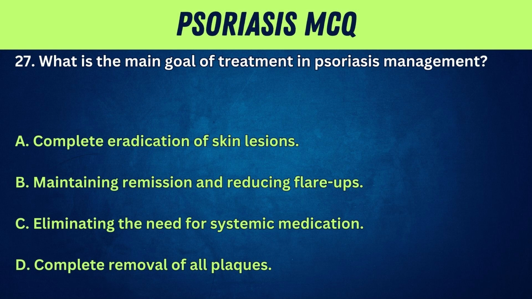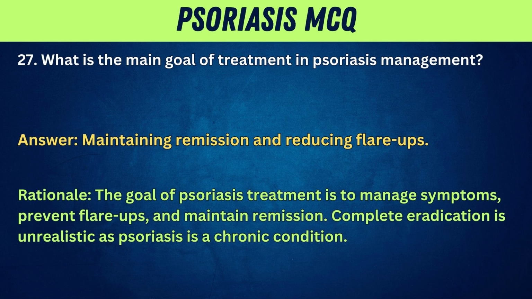27. What is the main goal of treatment in psoriasis management? A. Complete eradication of skin lesions. B. Maintaining remission and reducing flare-ups. C. Eliminating the need for systemic medication. D. Complete removal of all plaques. Answer: maintaining remission and reducing flare-ups. Rationale: the goal of psoriasis treatment is to manage symptoms, prevent flare-ups, and maintain remission. Complete eradication is unrealistic as psoriasis is a chronic condition.